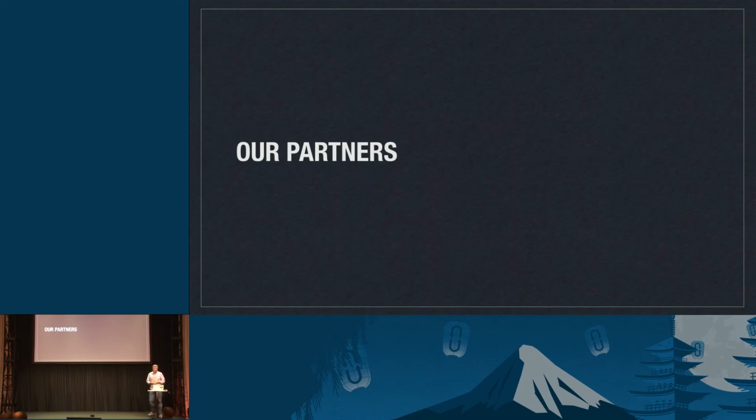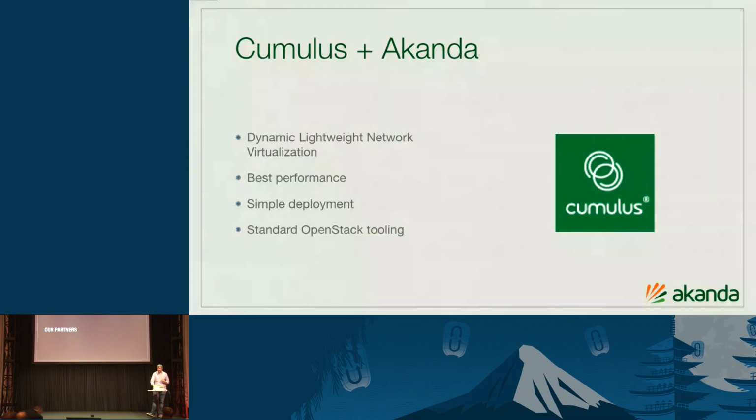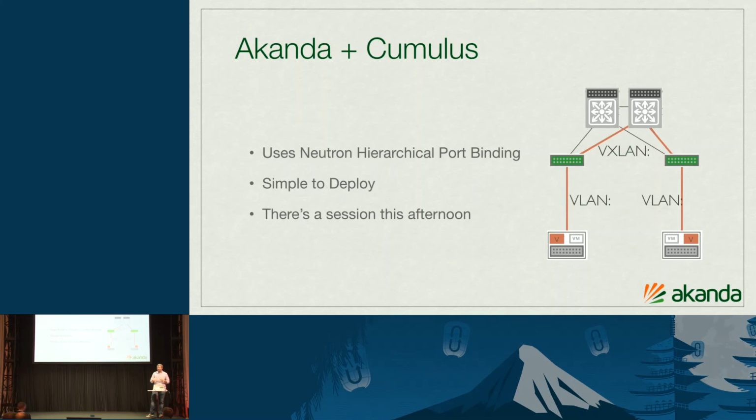Talking about our partners, with Akanda we want to have a growing ecosystem. We provide services and support, and also want to mix and match what's available to deployer needs. One of the earliest we started partnering with is Cumulus Networks, providing access to their dynamic lightweight network virtualization. Basically, it allows you to get hardware accelerated VXLAN. It's a very simple deployment model, and it uses standard OpenStack tooling so that it's easy to maintain and deploy. You're not having to write special tooling to deploy it.